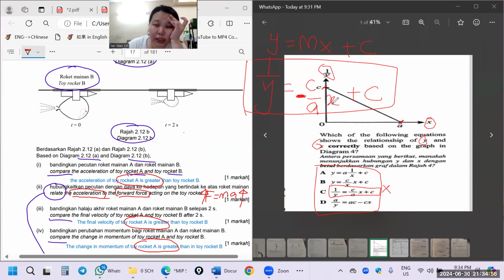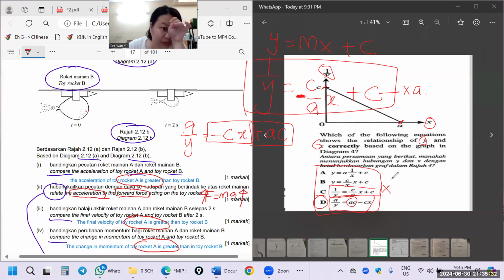So let's try multiplying the whole thing by A. If we multiply by A, we get A over Y equals negative CX plus AC. Do we have this? Yes, we got this. So it's D. You can see that? Positive AC they put in front, negative CX they put behind. So answer is D. Everyone can understand?